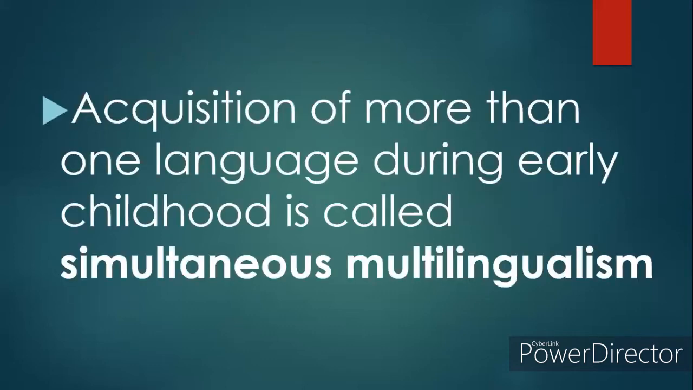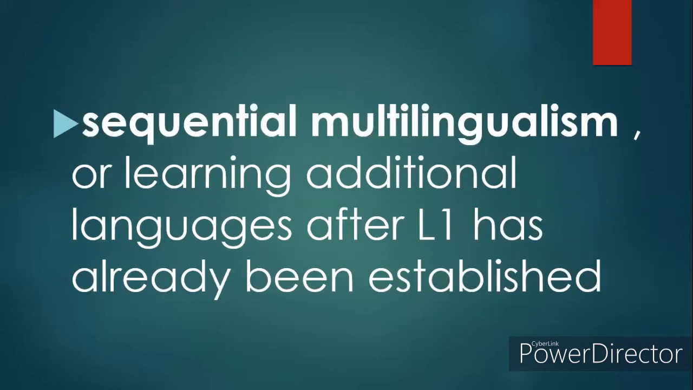Acquisition of more than one language during early childhood is called simultaneous multilingualism. I repeat, it's simultaneous multilingualism when the acquisition happens during the early childhood. Sequential multilingualism is learning additional languages after L1 has already been established. So we'll talk more on that as we go on.